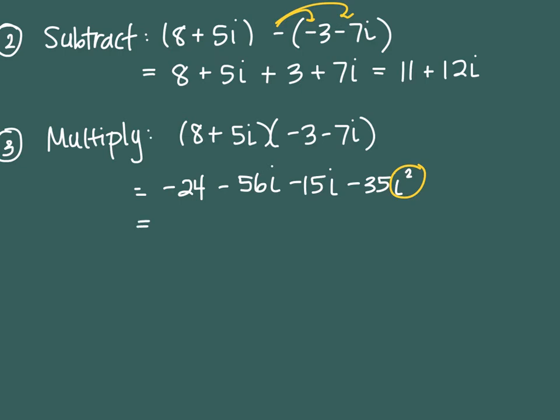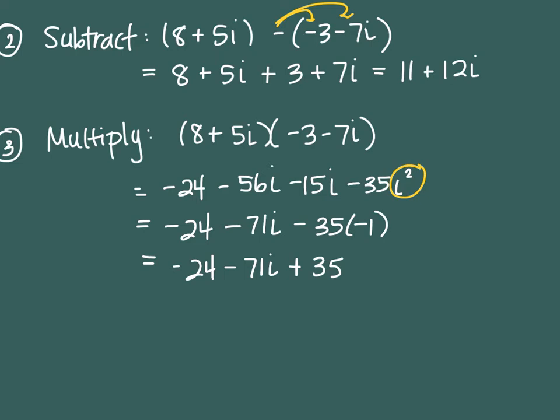So this will become negative 24 minus 71i when you group those terms together. And then you have a negative 35 followed by a negative 1. That i squared becomes negative 1. So what happens to that 35 at the end is it becomes positive. So you've got negative 24 minus 71i, and then plus 35.